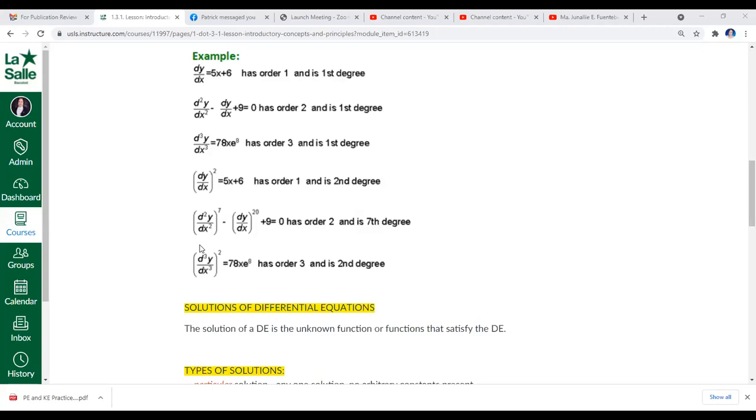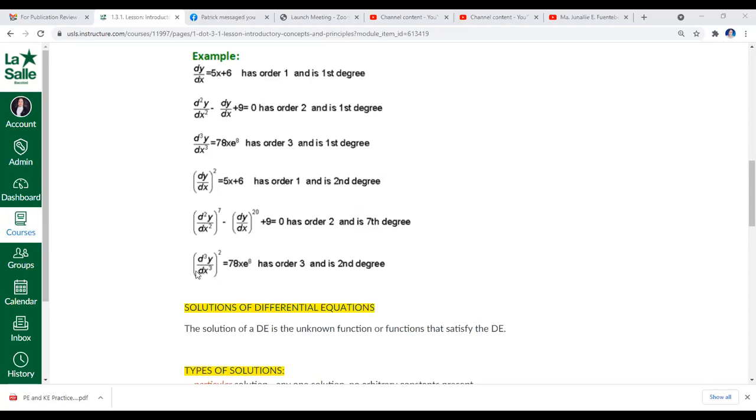So the order of your DE is second order and the degree is 7. You don't use the 20 because the 20 is the exponent of the first order derivative, and it is not the highest order derivative that appears in your DE. So the exponent of the highest order derivative should be the basis of the degree of your differential equation. Just like this one, this is non-linear.